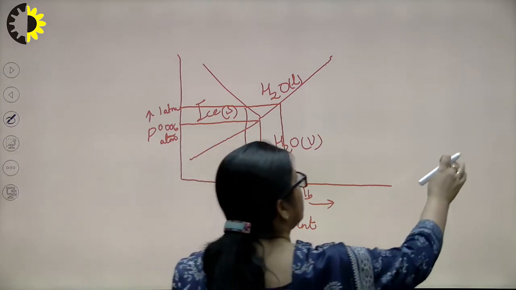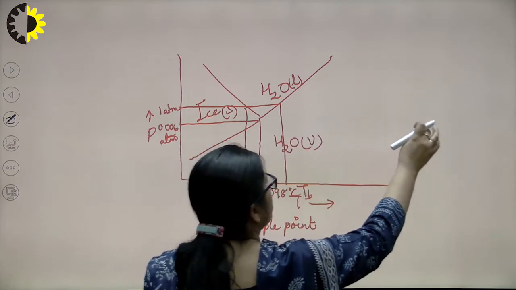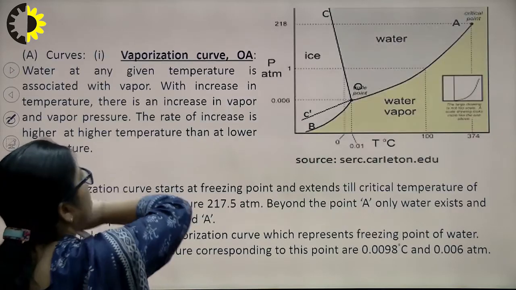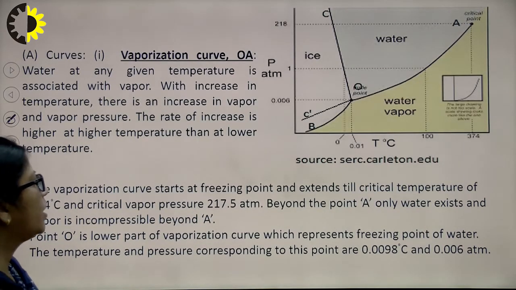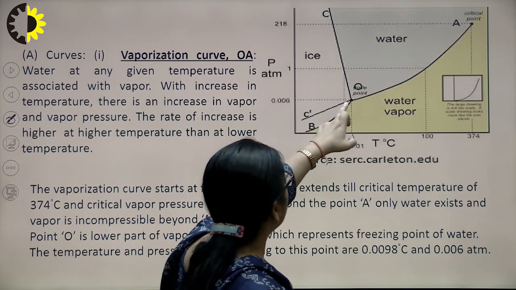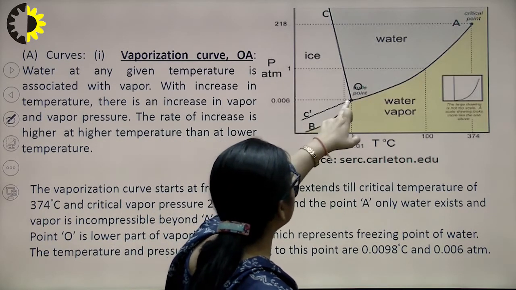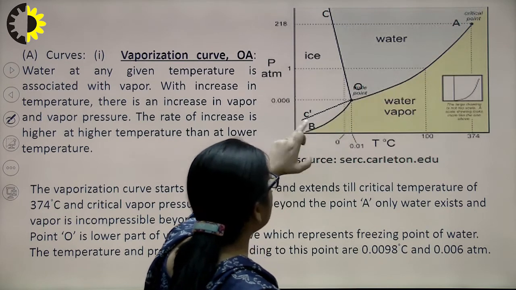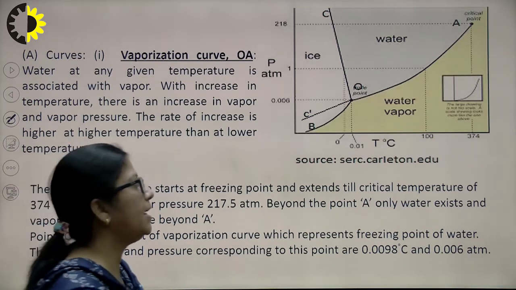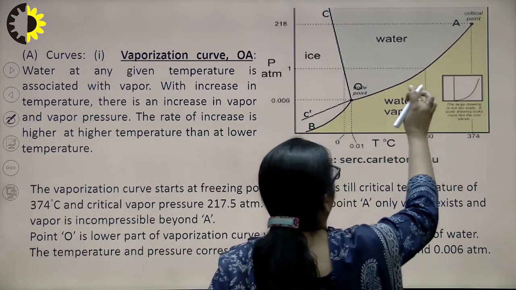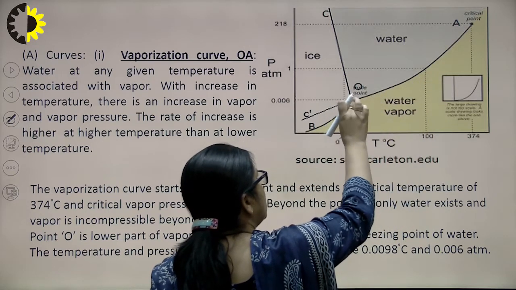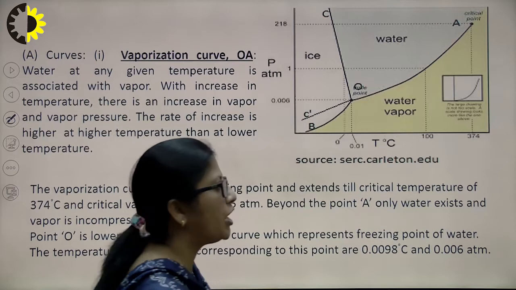Now, I also want to discuss the dotted line that you can see here in the diagram, which starts at O and goes to C dash. This line OC dash is the extension of the AO curve. The vaporization curve extends and is then seen as the OC dash curve.